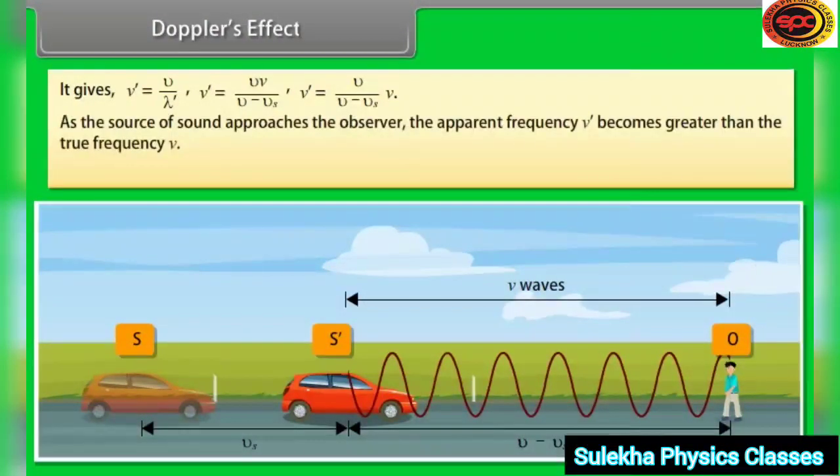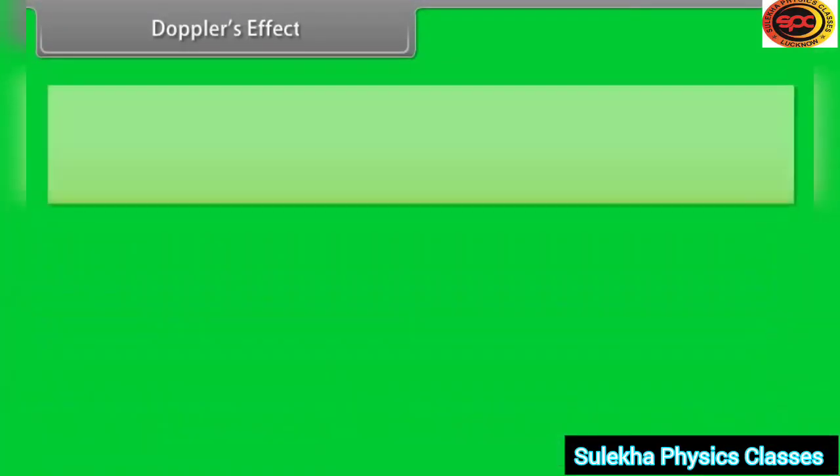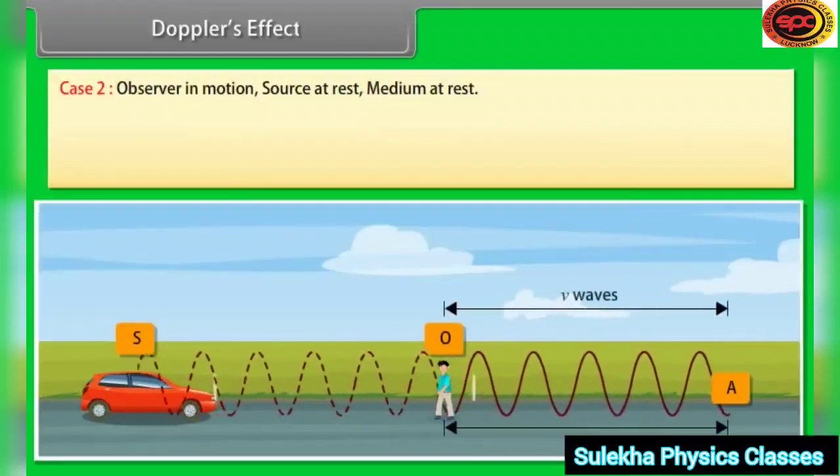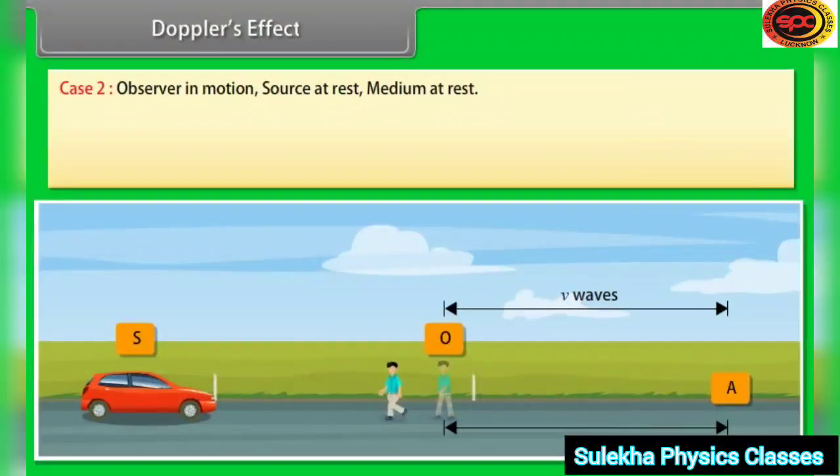So, as the source of sound approaches the observer, the apparent frequency nu dash becomes greater than the true frequency nu. If the source is receding away from the observer, then the apparent frequency is given by nu dash is equal to v upon v plus vs multiplied by nu. Case 2. Observer in motion, source at rest, medium at rest.